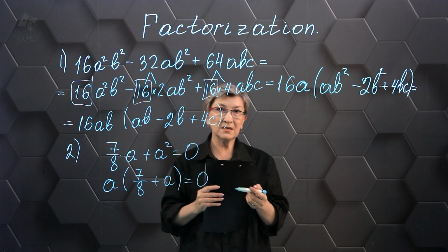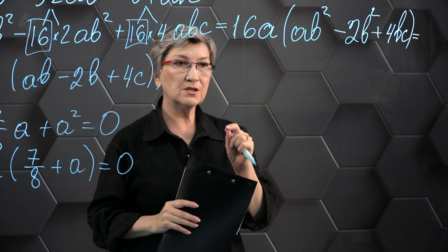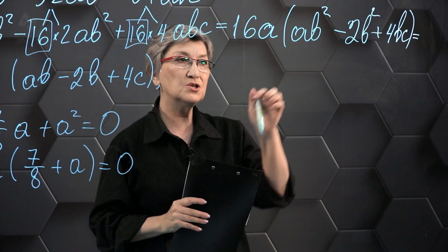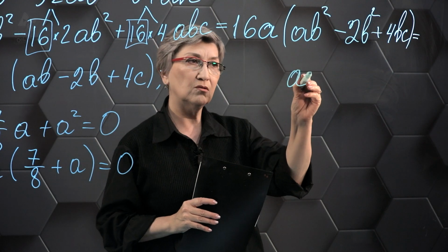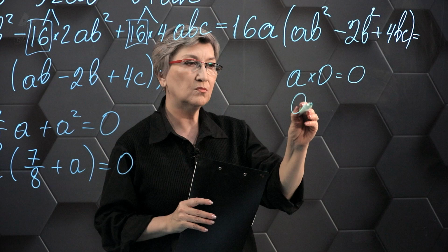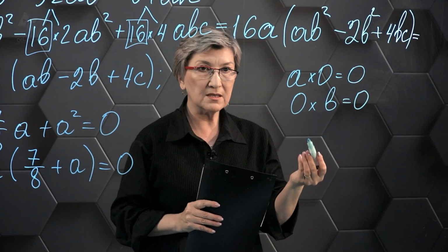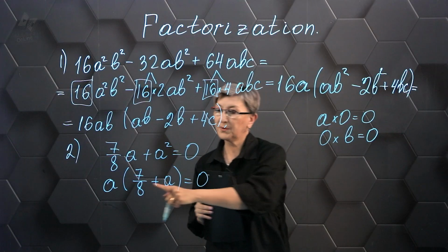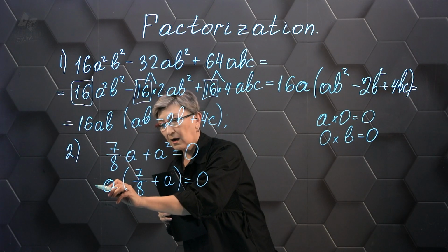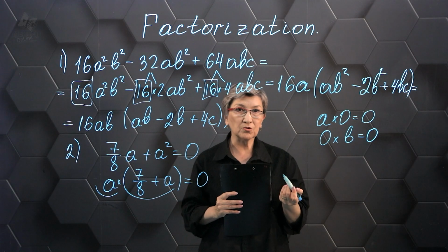At this stage, we will use the next rule. The product will equal 0 when one of the factors is 0. Let's write it this way. If I multiply a by 0, I get 0. If I multiply 0 by b, I'll also have 0. We use this method when solving our equation. This is the first factor, and the bracket is the second factor.